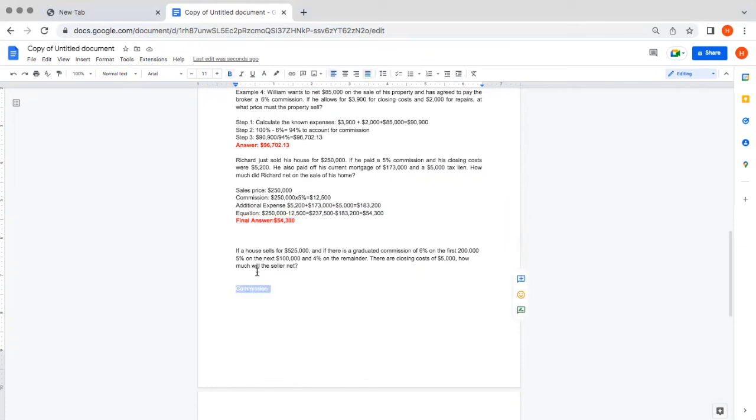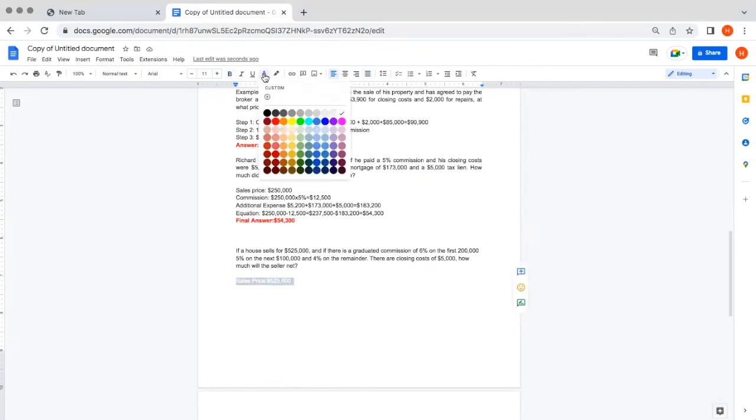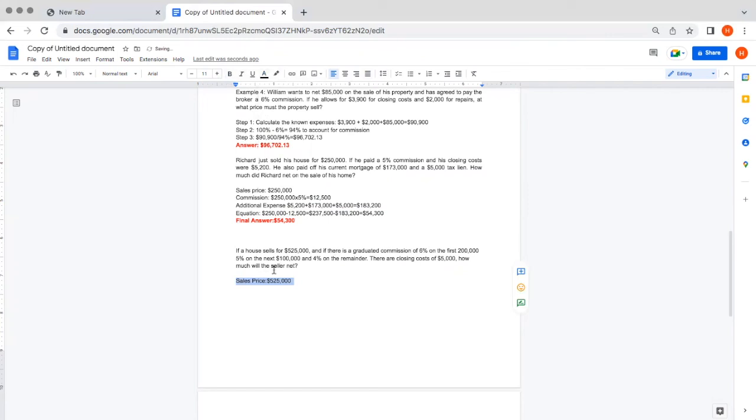So the first equation, first thing we do is again account for the sales price. We did that right there. That's $525,000. The next thing is to account for the commission. So we're going to do that, and we accounted for the commission. And now the commission is going to be graduated. So we've got multiple steps in the commission.